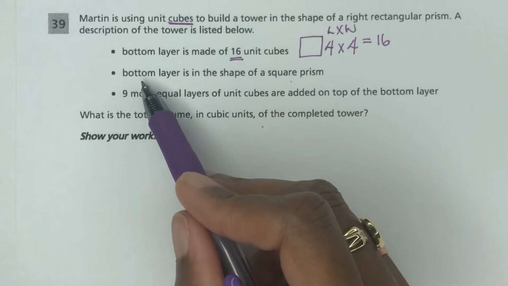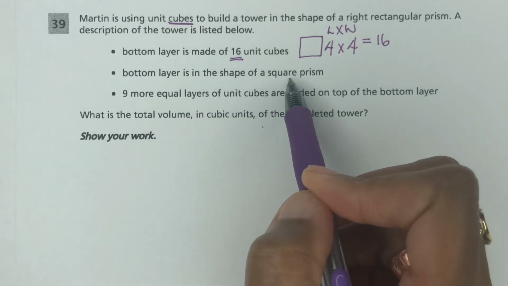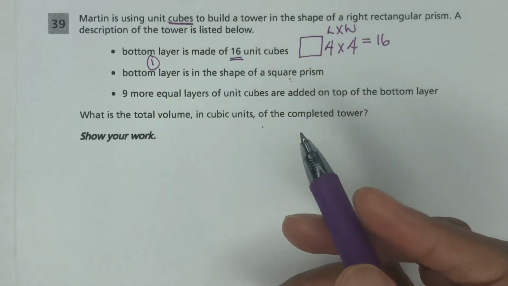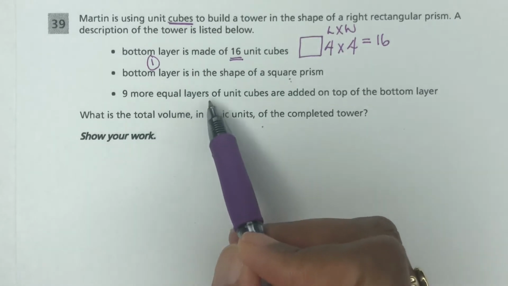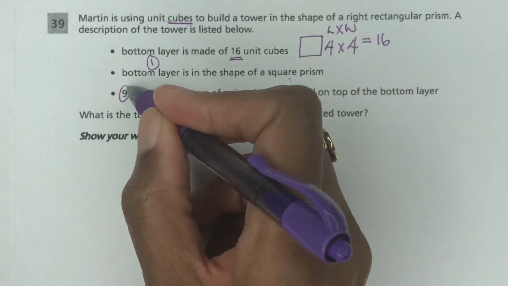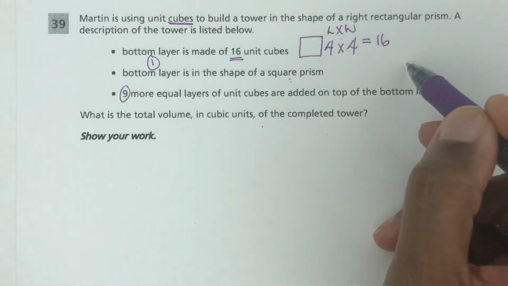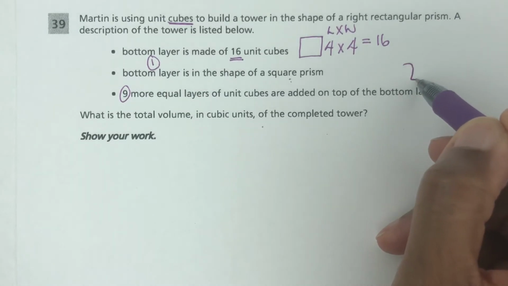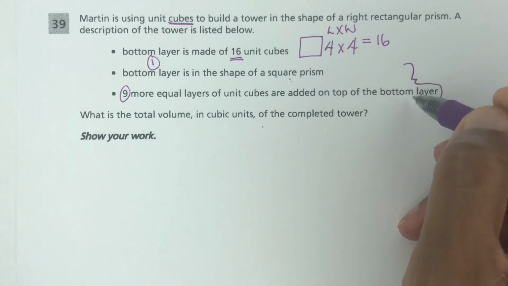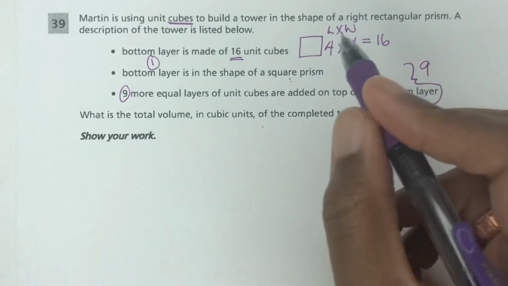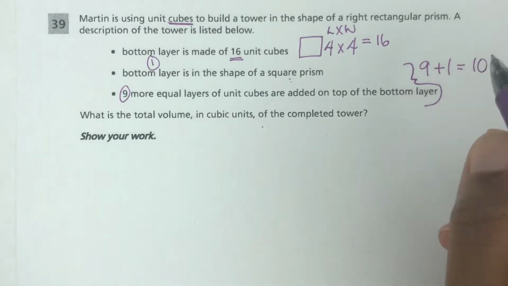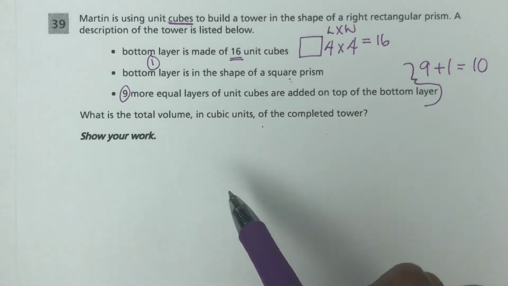Then it says the bottom layer is in the shape of a square prism. So that bottom layer is the first layer, right? So we're going to put a 1 there, to remind us that that's the first layer. And then 9 more equal layers of unit cubes are added on top. So it's like being piled up, right? So if it's 9 more, let's circle that there. I'm combining the second and the third bullet point to say that this 9 plus the bottom layer gives us a total of 10 layers, right? So you have to kind of visualize it while you're doing it.